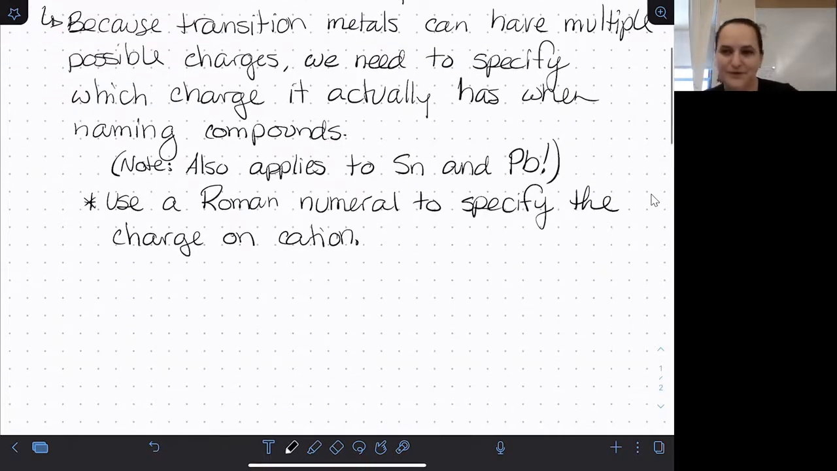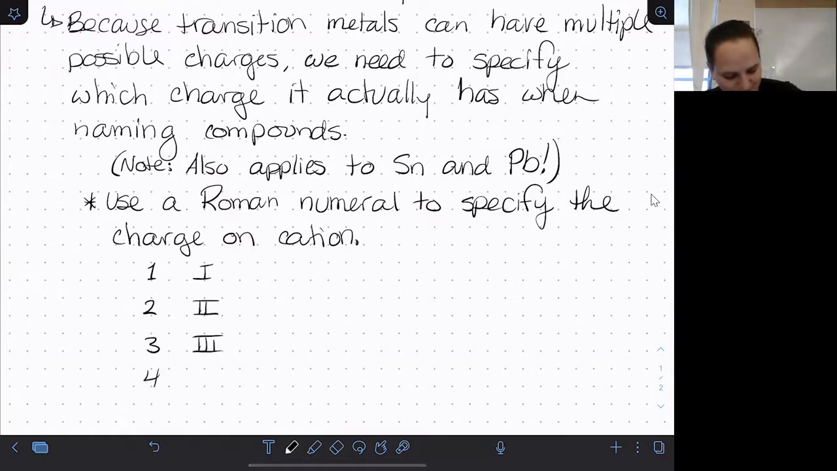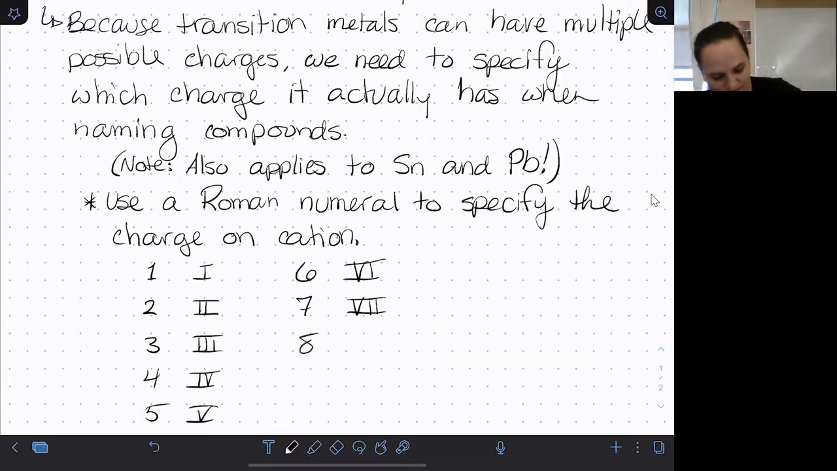So, quick refresher of our Roman numerals. 1 is I, 2 is II, so on and so forth. 4, 5 is V, 6 is VI, 8 is realistically as far as you should ever need, but we'll go to 10 just in case.